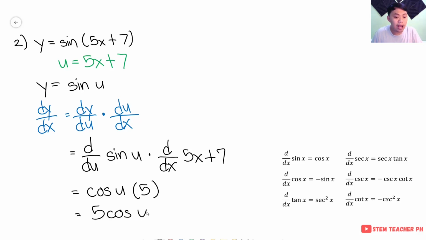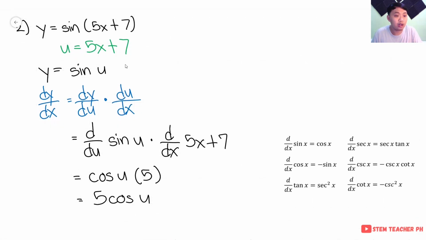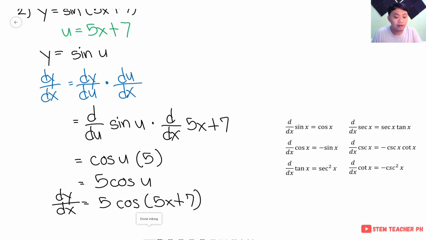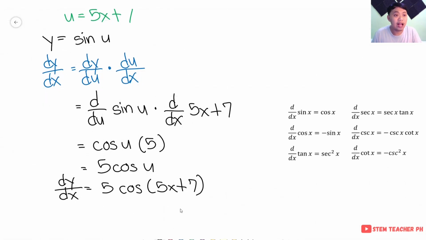And then, as we go back, the value of u is just equal to 5x plus 7. So, this is equal to 5 cosine of our u, which is 5x plus 7. This is our dy over dx. This is the final answer. Ito na yung derivative ng sine of 5x plus 7.